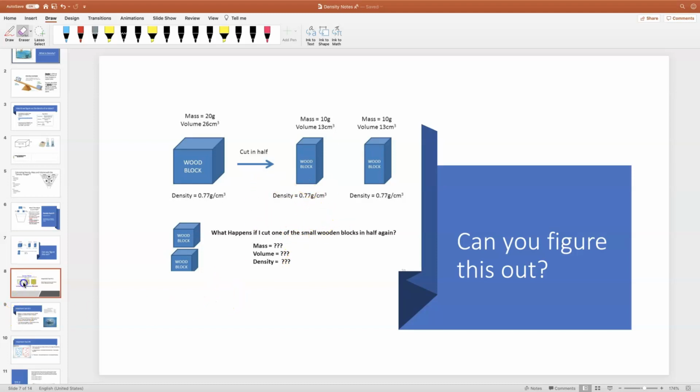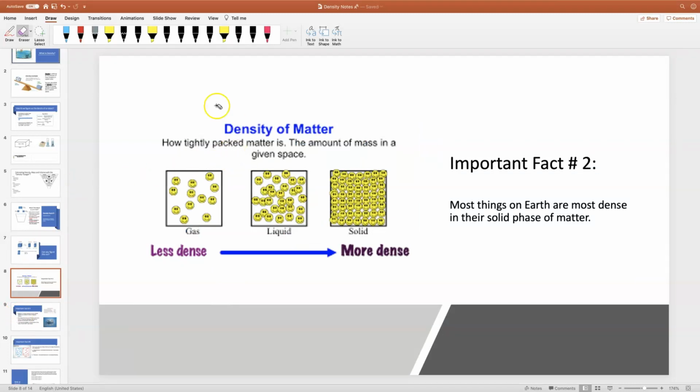All right, so important fact number 2. Remember, density is how tightly packed matter is in a given area or given space. Gases tend to have much lower densities than liquids, and liquids have lower densities than solids. So most substances on Earth are most dense, or have the greatest density, in their solid phase of matter. Okay, so again, important fact number 2: most things on Earth are most dense in their solid phase of matter.